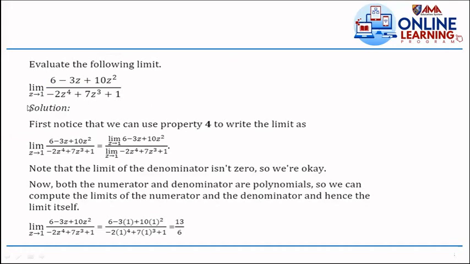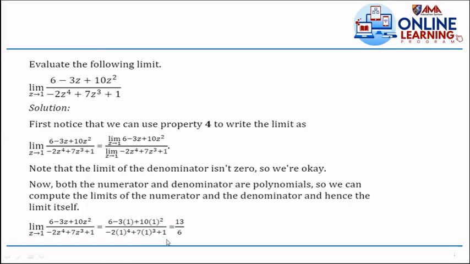So ang gagawin natin, we're going to substitute our limit both numerator and denominator. So ito na siya, no? 6 minus 3 multiplied by 1. Okay? Our limit is 1. Okay? So yun po siya, no? And then, plus 10 multiplied by 1 squared. Ito na siya, no? Okay? Divided by negative 2 multiplied by 1 raised to 4. Plus 7 multiplied by 1 raised to 3 plus 1.